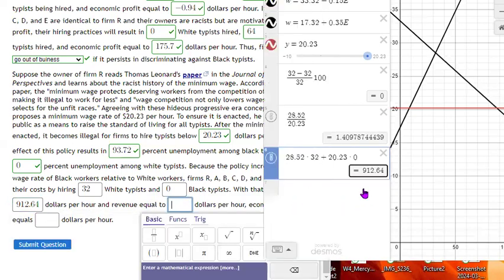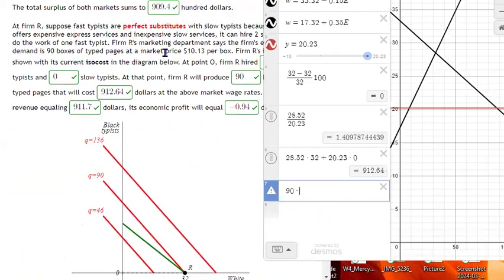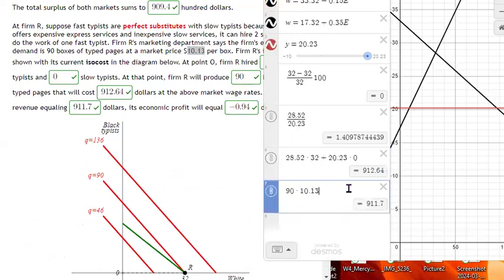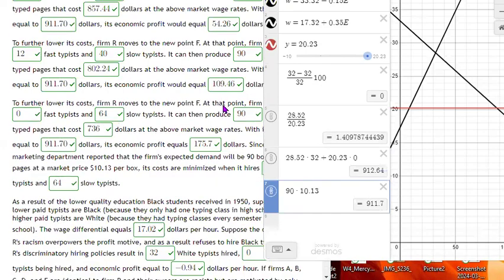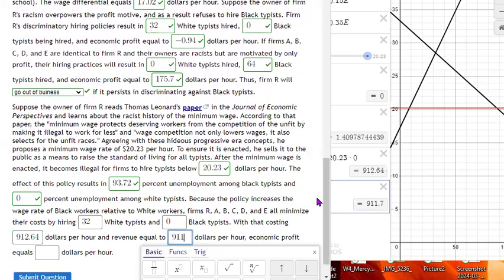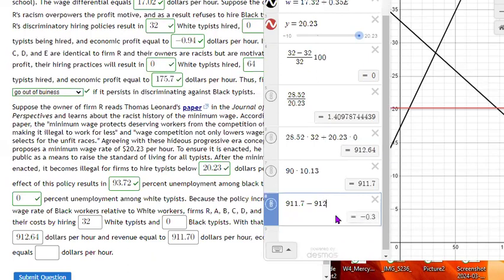The revenue is still what? Output is still 90, and the price per box was 10.13. So the revenue is $911.70. The economic profit is 911.7 minus the cost of 912.64. Now all firms are making an economic loss.